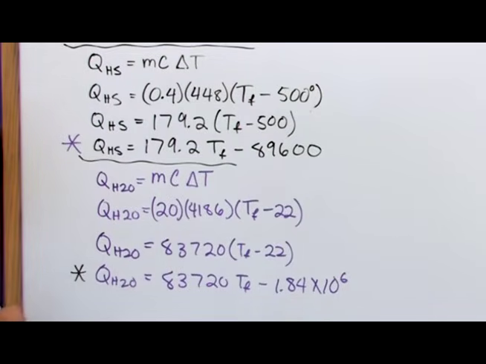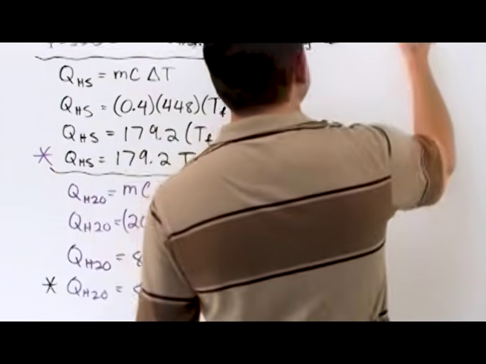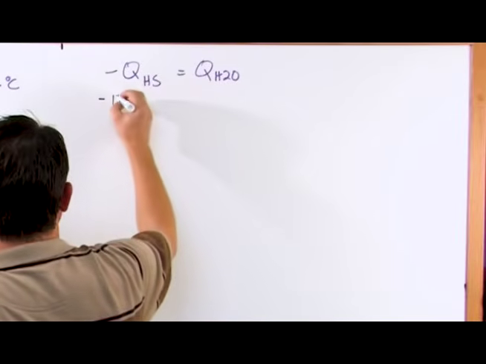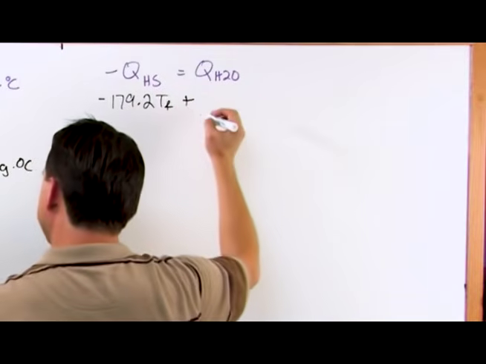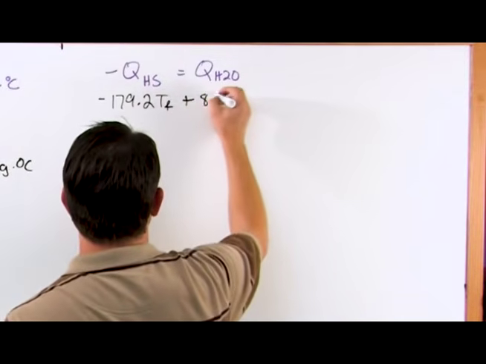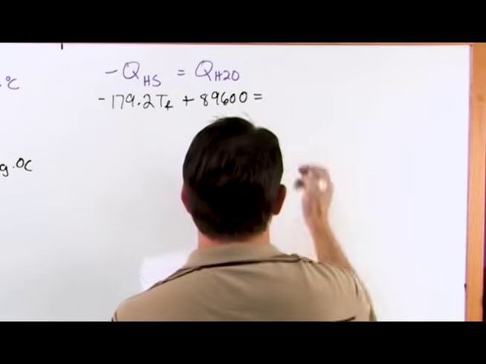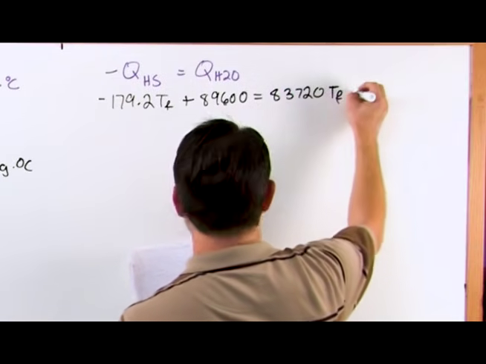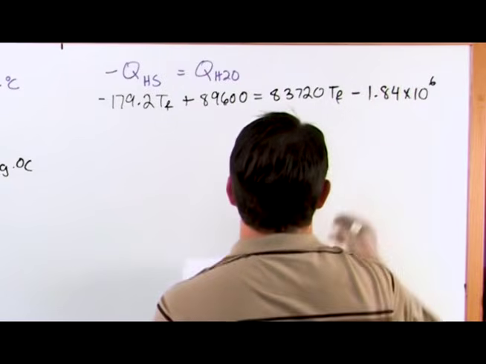That's all we're doing. It's just a sign convention thing to make the equation work. So what we're going to do is take the negative of the left side, all we're doing is sticking a negative: negative 179.2 times TF, plus, we're going to make this a plus because of the negative, 89,600. And on the right-hand side, that's going to equal 83,720 TF minus 1.84 times 10 to the 6th.